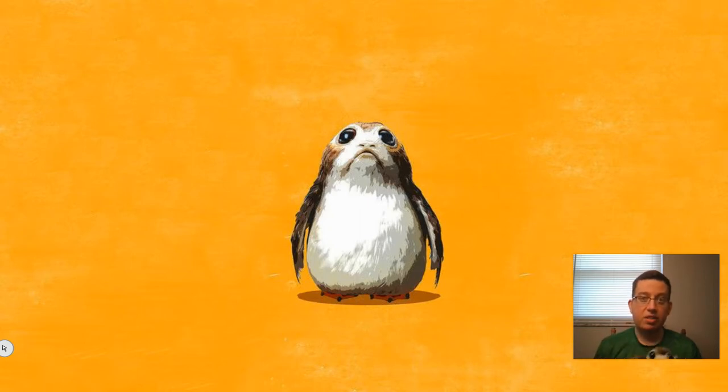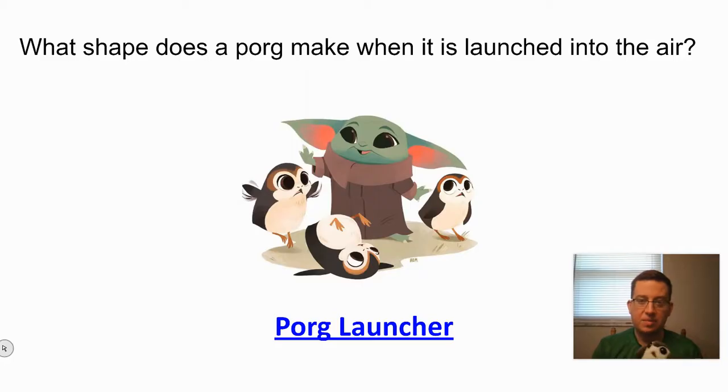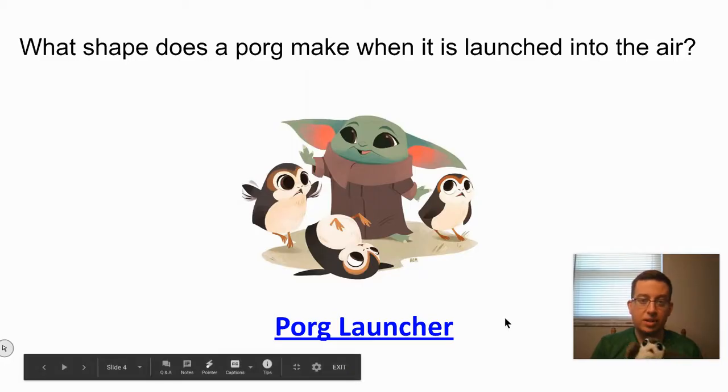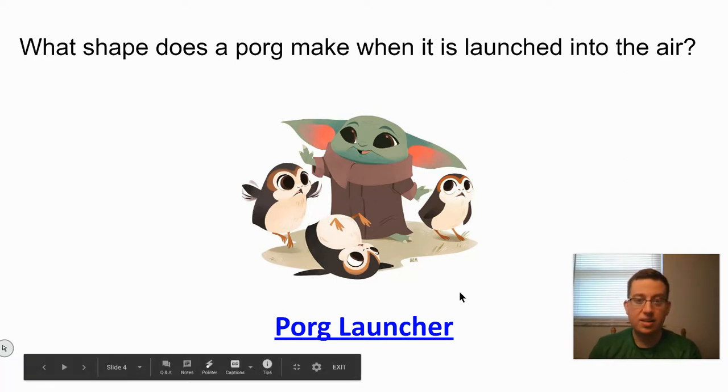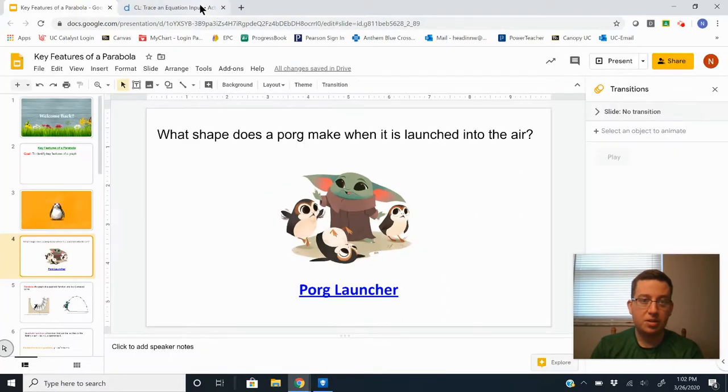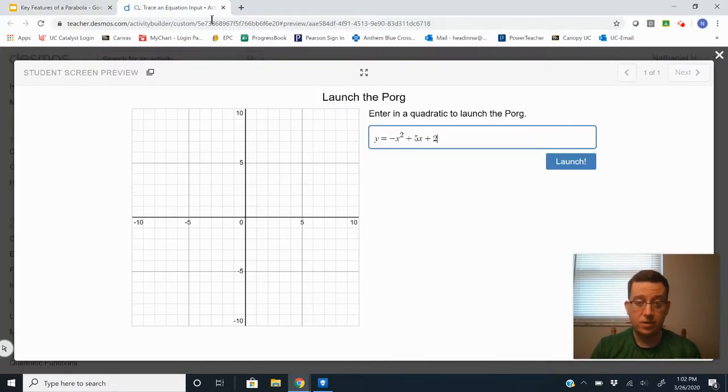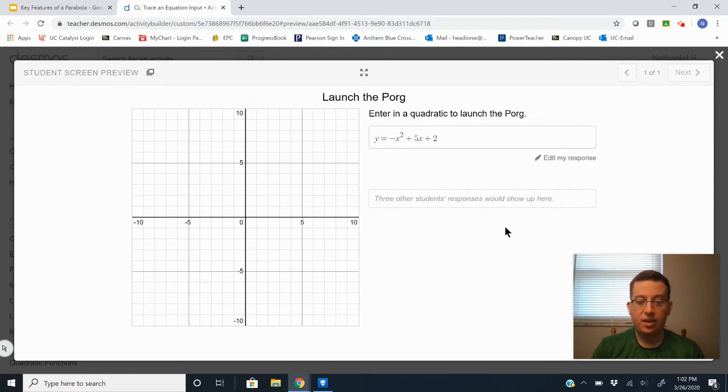Now, instead of me trying to throw Philip in the camera frame, I've got something kind of cool. I've got something I call a porg launcher here. It is on Desmos, so it makes Desmos even better. But when I launch a porg, if I throw it into the air, what shape does it make? So let's go to my handy porg launcher, because no porgs are made or harmed in the making of this film. And I have an equation here. I hit launch, and there goes Philip, my virtual Philip. Isn't that awesome? I think it's pretty great. But we see that when Philip launches in the air, he goes up and then comes back down.